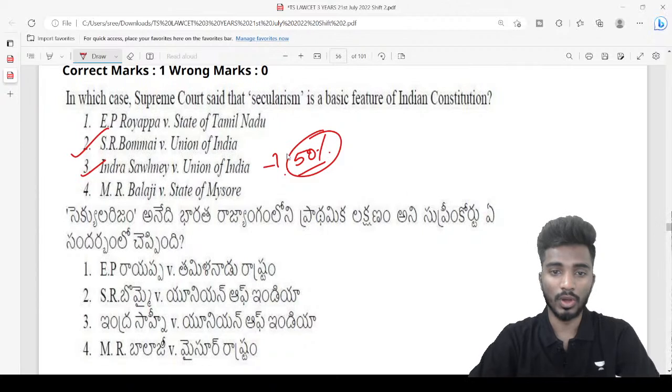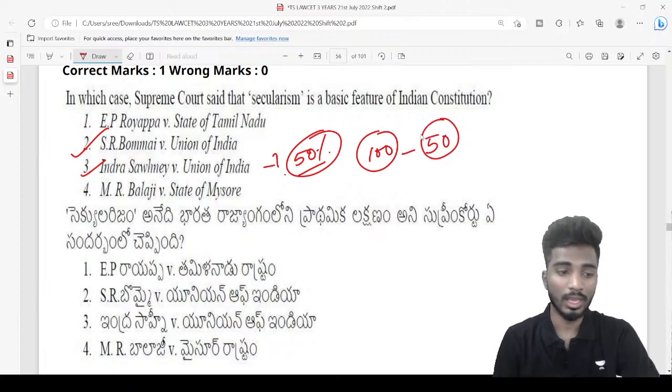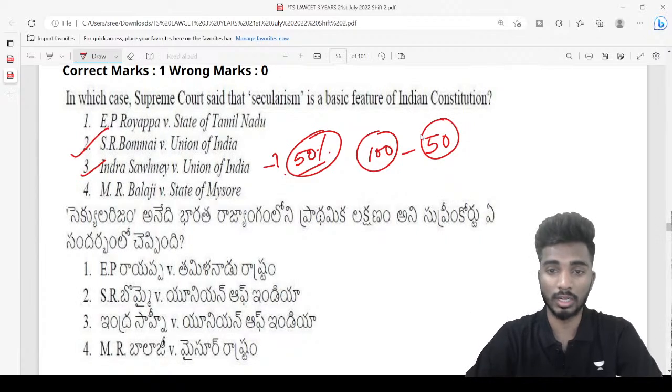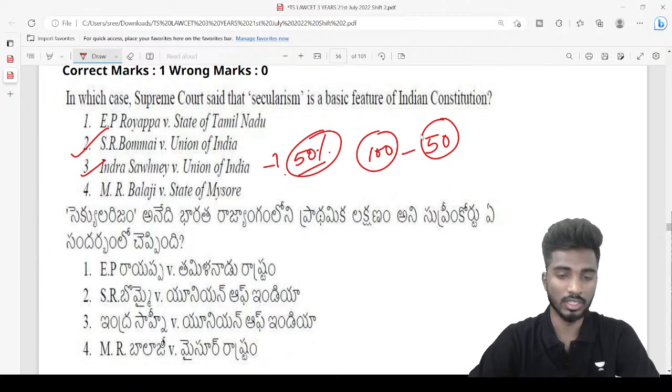So whenever you are employing someone, you should not reach the 50% cap. If you are recruiting for 100 seats, not more than 50 should be reserved, except under exceptional circumstances. That is the judgment given in Indira Sawhney versus Union of India.